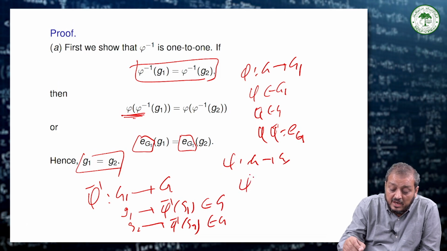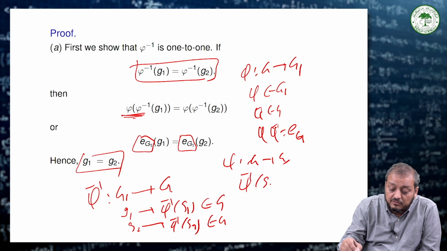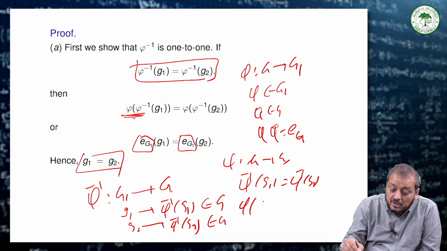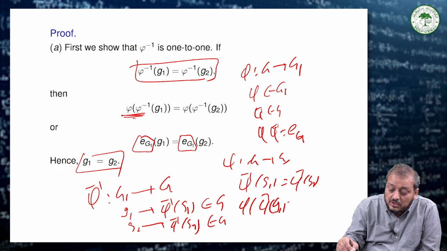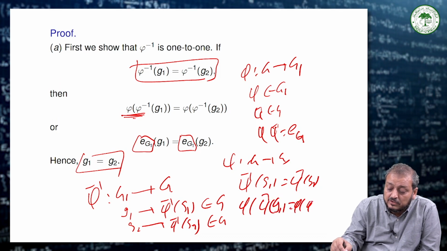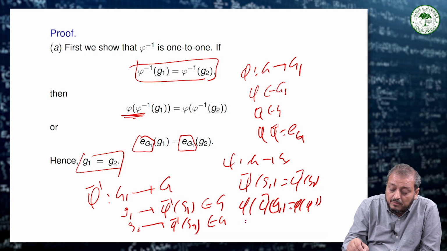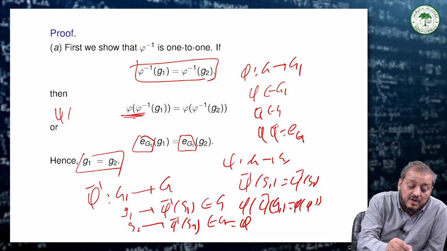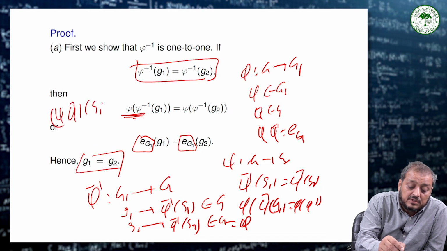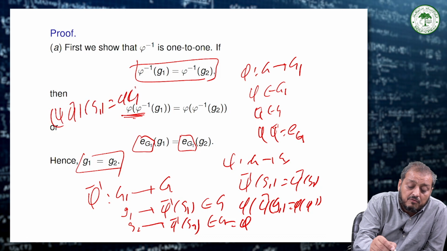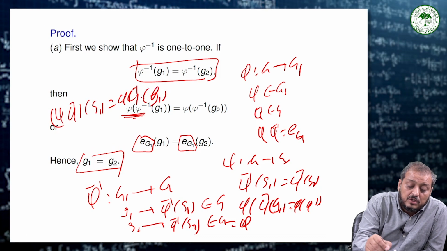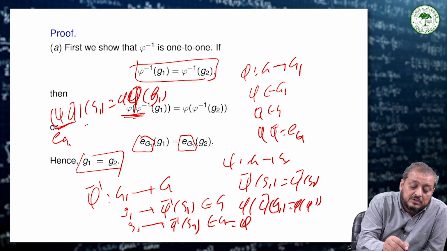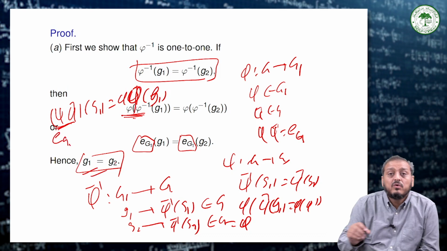So, if we have any elements g1 and g2 of G1, where phi inverse of g1 is the same as phi inverse of g2, then phi of phi inverse of g1 is equal to phi of phi inverse of g2. Then this is nothing but the identity function, so g1 equals g2. We have shown it in this form.